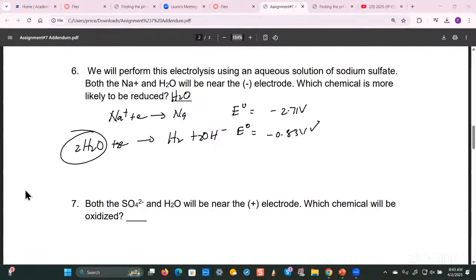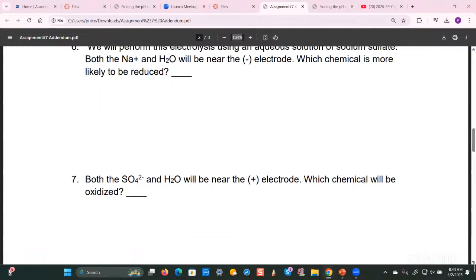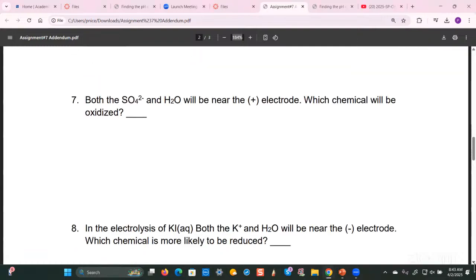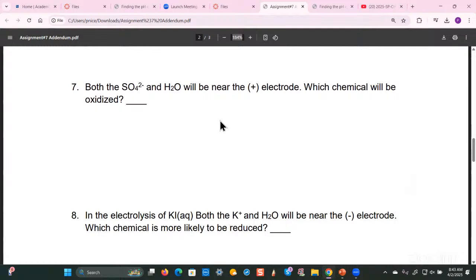And scroll down to number 7. Now, in the case of number 7, we're looking at what will happen near the anode, right? And at the anode, there are two species that will potentially undergo oxidation, but one of them would be more likely than the other. The two species are the sulfate ion and the water molecule, right? So again, you have to look up the equation.